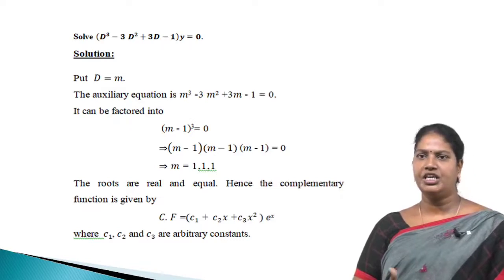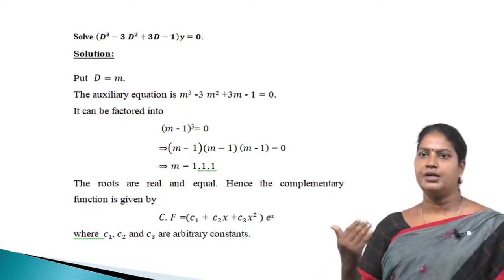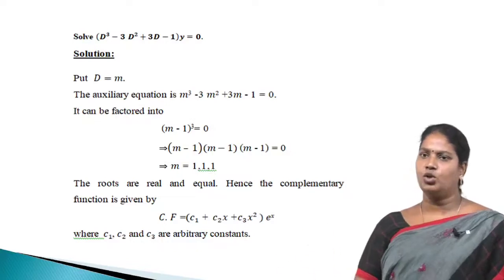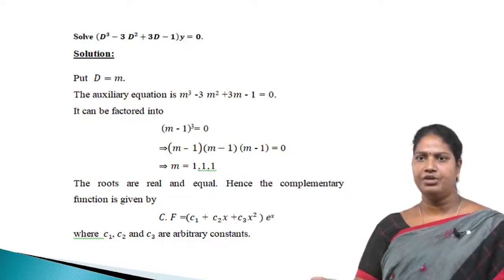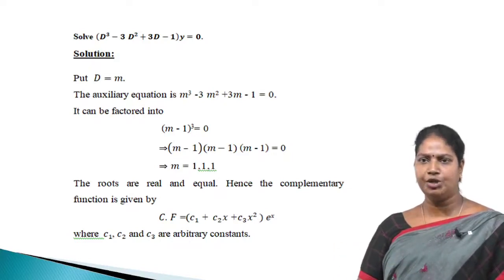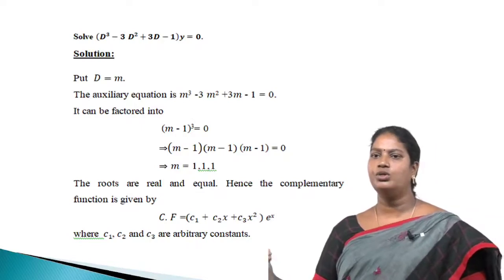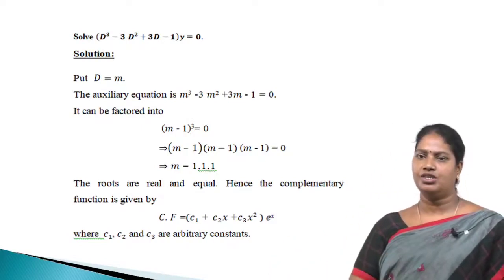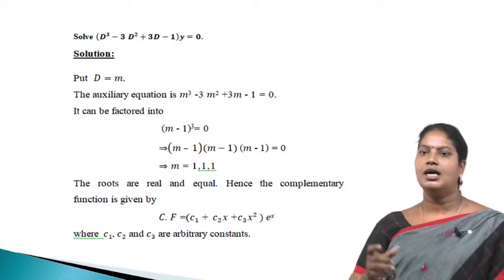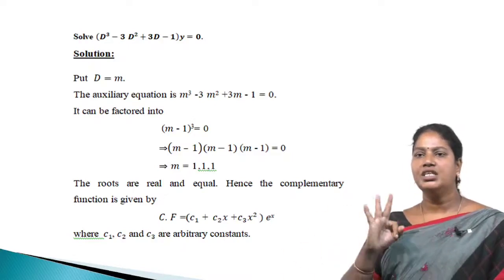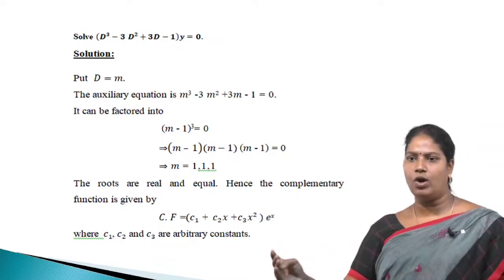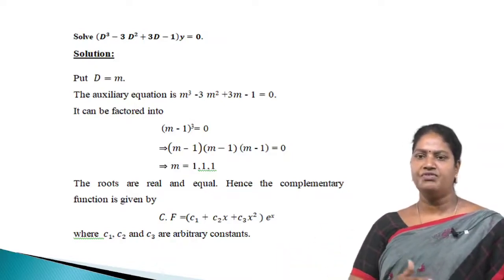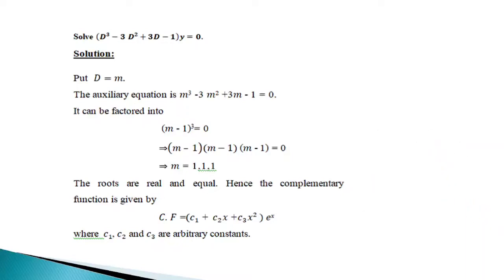So the next problem is also a cubic equation. (D cube minus 3D square plus 3D minus 1) y equal to 0. To find the solution, we have to replace D by m. So the auxiliary equation is given by m cube minus 3m square plus 3m minus 1 equal to 0. This is a famous algebraic formula, that is the (a minus b) whole cube formula. According to the formula, this equation can be factored into (m minus 1) the whole cube. That is, m has 3 equal roots: 1, 1, 1. So in this case, the complementary function is given by CF is equal to (C1 plus C2 x plus C3 x square) into e power x, where C1, C2, C3 are arbitrary constants.